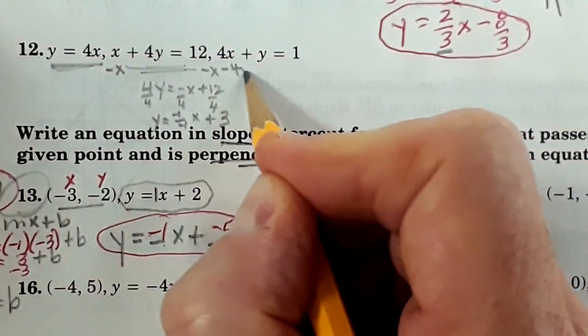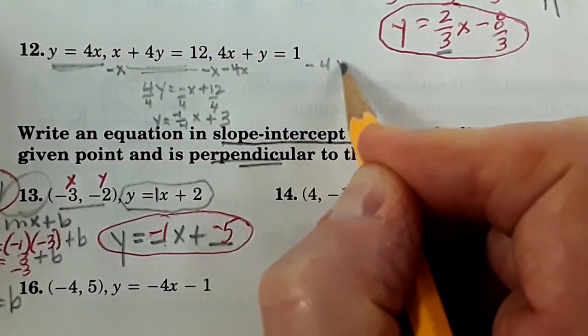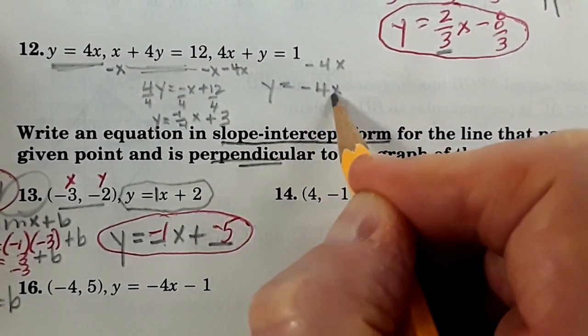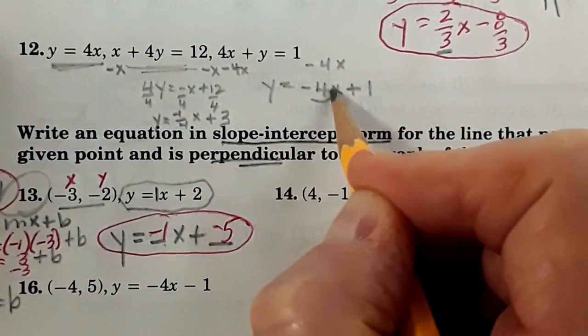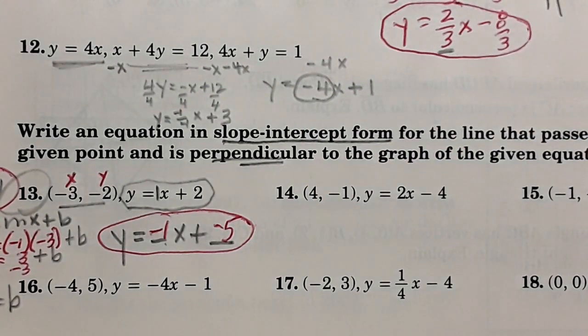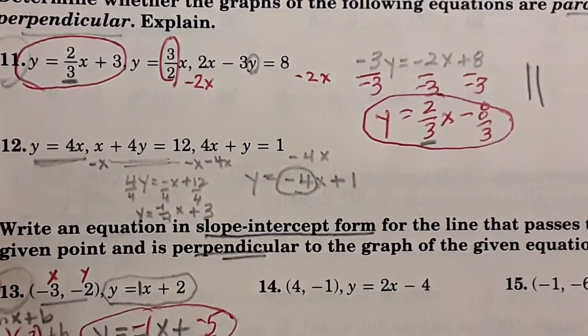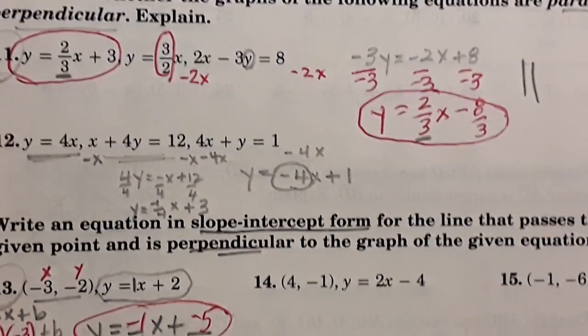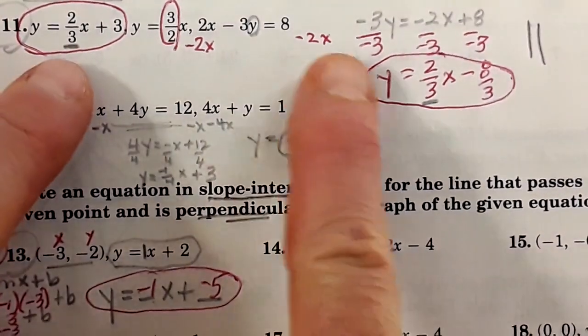So let's try this equation. Subtract 4x, right? And I get y equals negative 4x plus 1. So that's not, see, I don't understand this question. Determine whether the graphs of the following equations are parallel or perpendicular. It must be saying that these two are parallel.